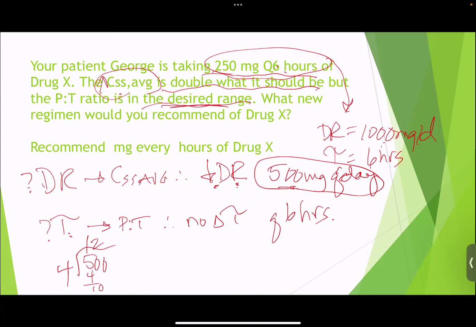4 goes into that 2 times, that's 8 and 20. So it's 125 milligrams every 6 hours. Again, if you didn't get both of these pieces right, you didn't get full credit. You need to have all of it right for your patient.